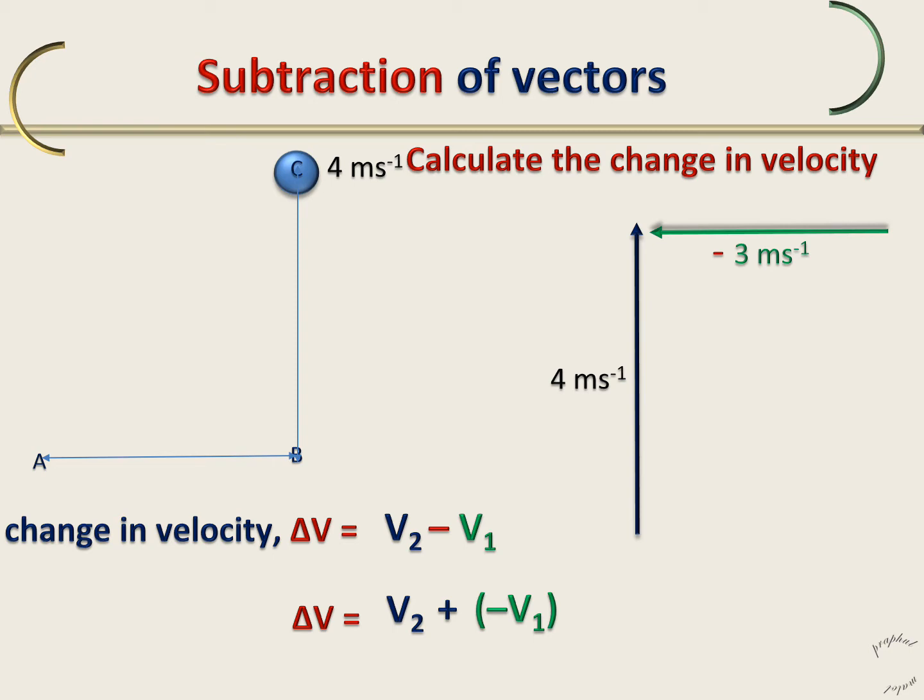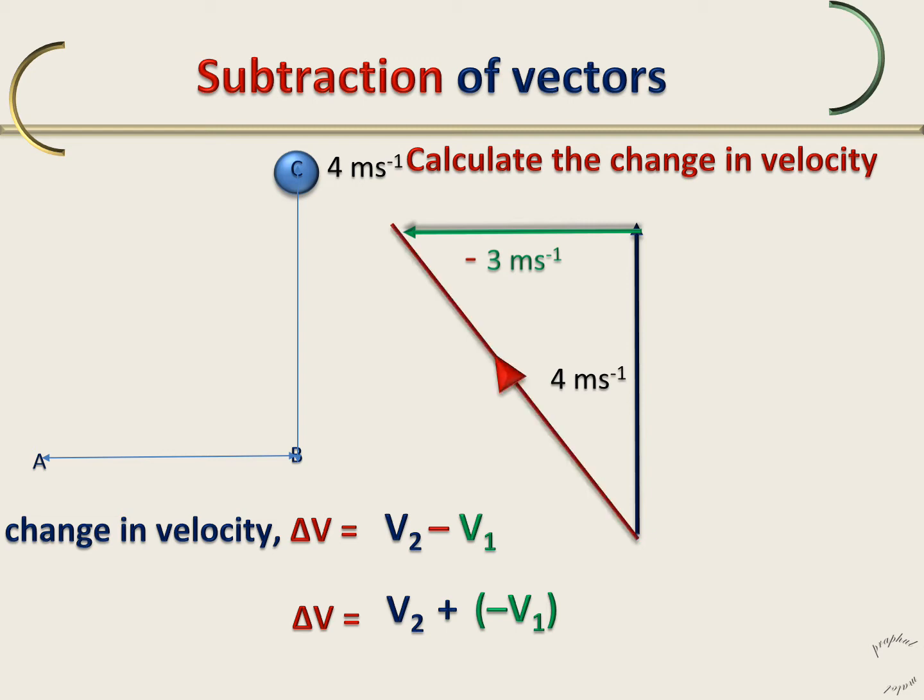Now they are not exactly like the sides of a right triangle, so I am drawing the minus v1 to this position so that now it will look like the sides of a right triangle, so that I can draw the hypotenuse and I can calculate the resultant delta v. So delta v will be equal to root of 3 square plus 4 square, or minus 3 square plus 4 square. You will get the same answer. The answer will be exactly the same as addition.